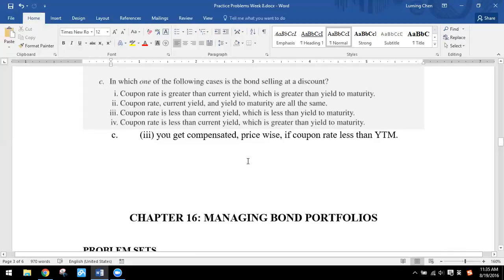In which one of the following cases is the bond selling at a discount? A, coupon rate is greater than current yield, which is greater than yield to maturity. If the coupon rate is greater than yield to maturity, the bond will be sold at a premium. B, coupon rate, current yield, and yield to maturity are all the same. This is false. C, coupon rate is less than the current yield, which is less than yield to maturity. If the coupon rate is less than yield to maturity, then you must be compensated from the price. So the bond will be sold at a discount. And C is the right answer.